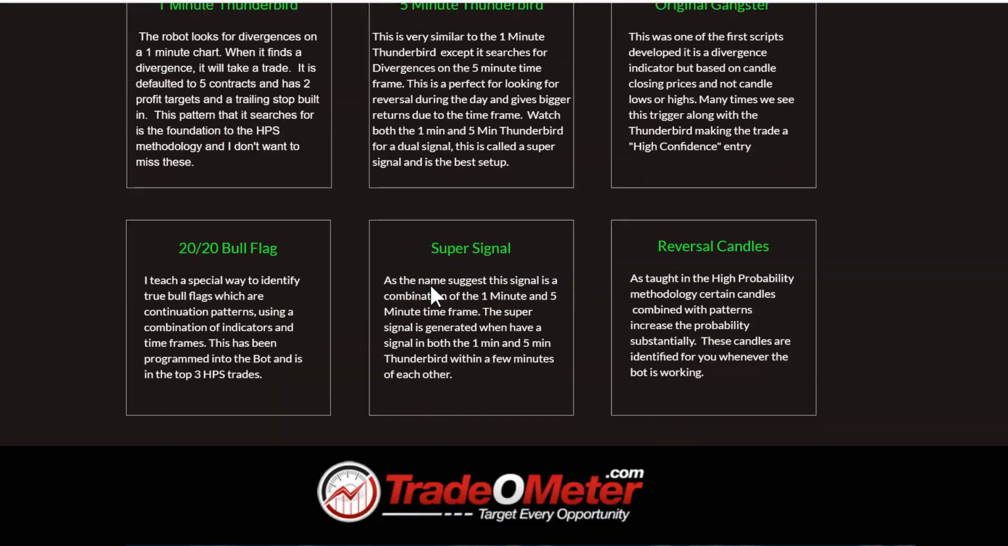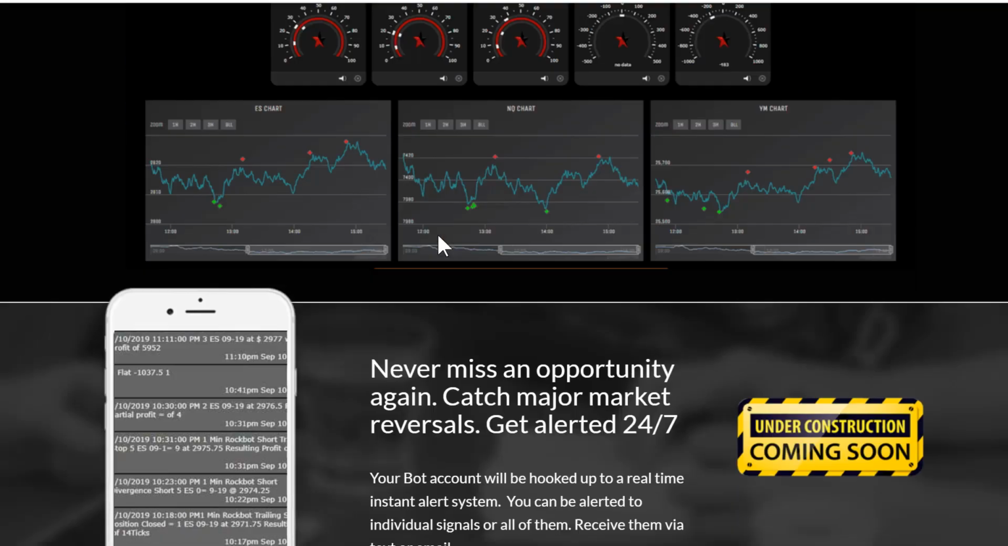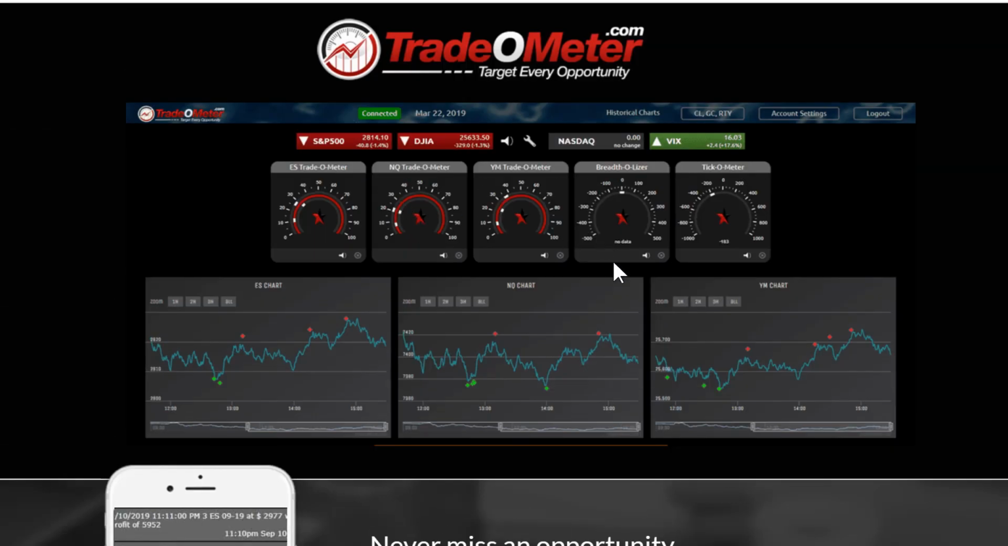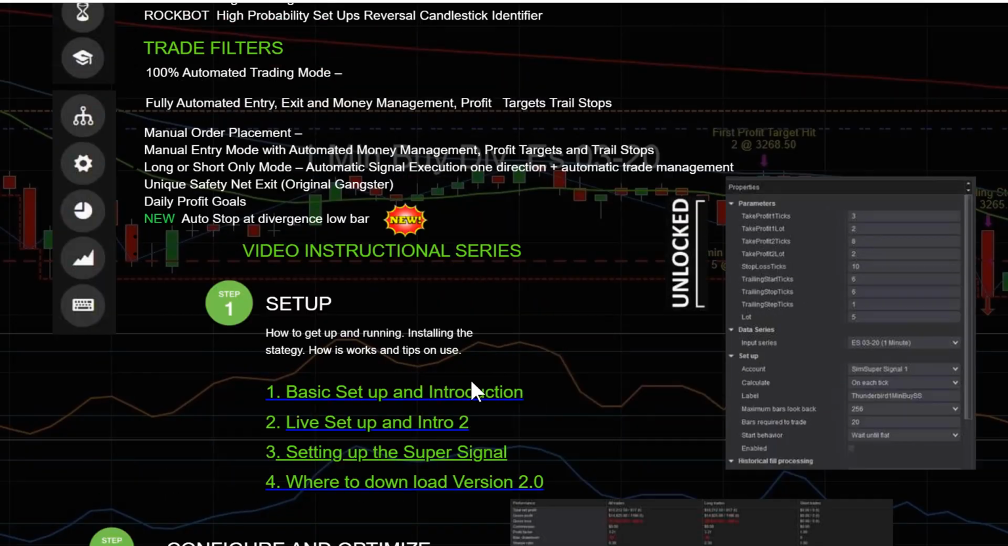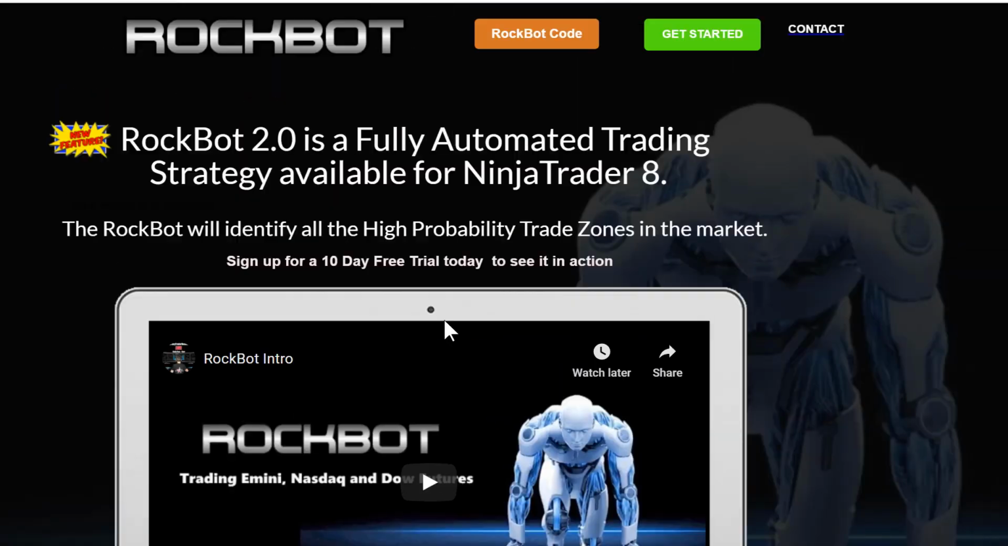It's just a great informational site on exactly what you get with the Rockbot, and you also get the Tradeometer, which is another fantastic algorithm that points out long and short areas in the market. So these working together, it's just unstoppable in the market. So I just want to update you on that.